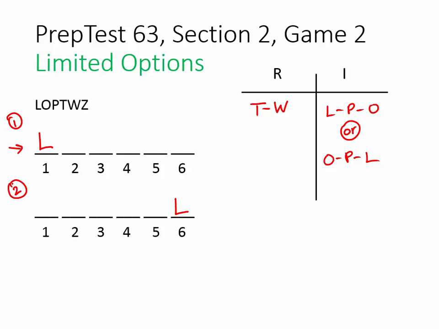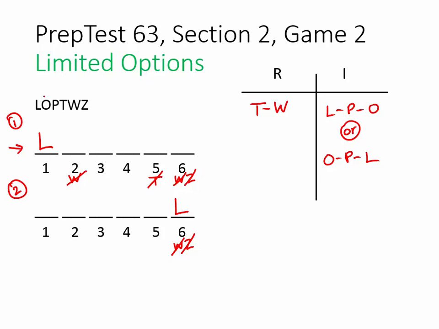In option 1, if L is in the first space, we already know that W and Z can't go in space 6. If W can't go in space 6 here, then there's no way that T can go in space 5 because T has to come before W. So T can't go there, right? Likewise, there's no way that W can go in space 2 because T has to come before W, all right?